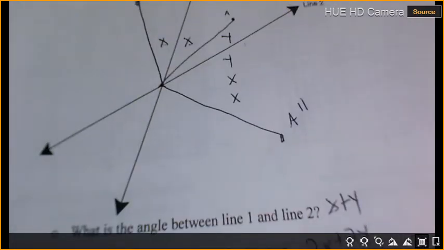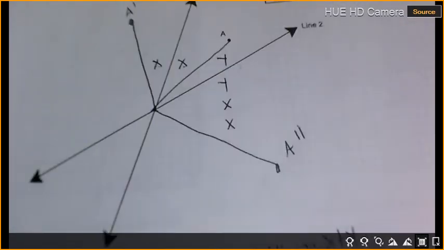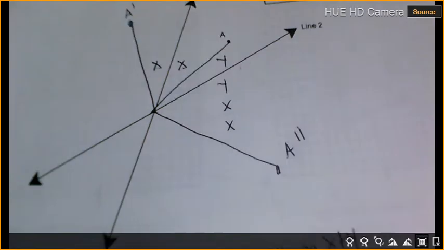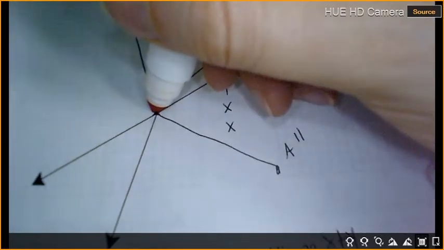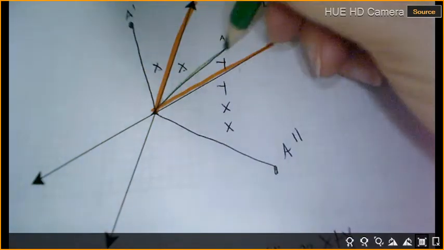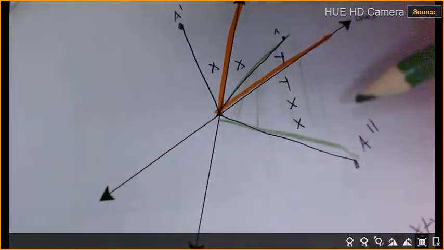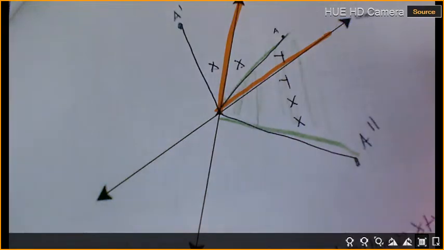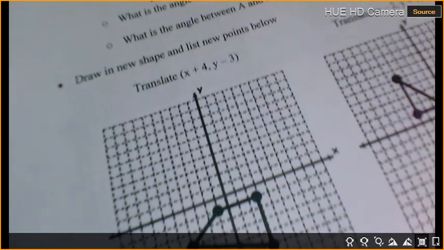Questions about this proof? Yes? Because the distance between here, so I'm looking between line 1 and line 2, X plus Y is in there. And then it asks me between A and A double prime. So here is A. Here is A double prime. So I want everything in that green section. So that's 2Y and 2X. Good? Okay. All right, let's do a translation.